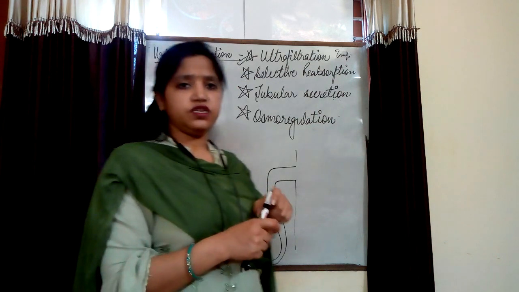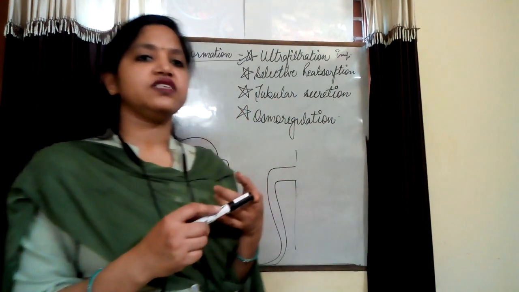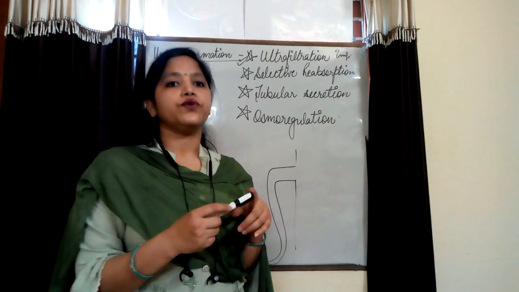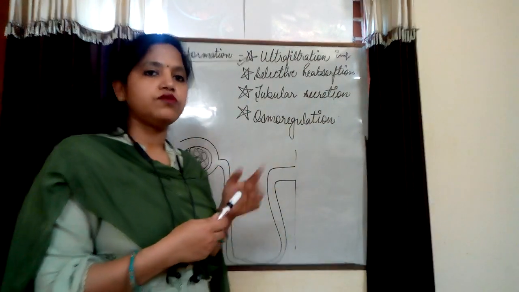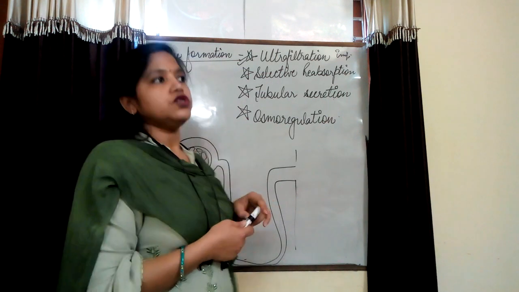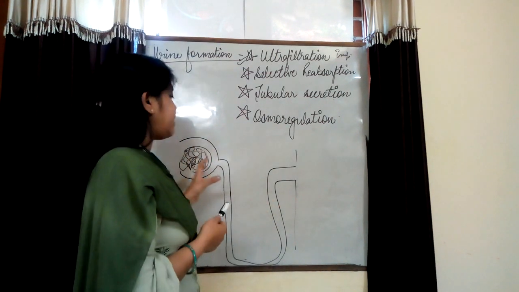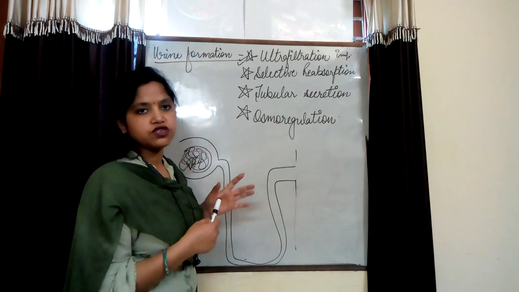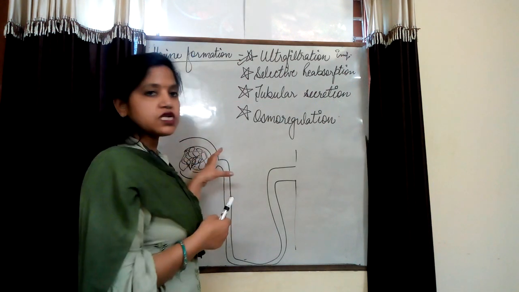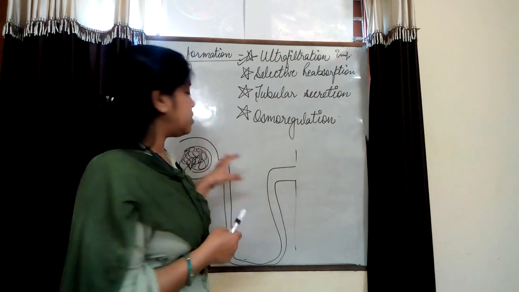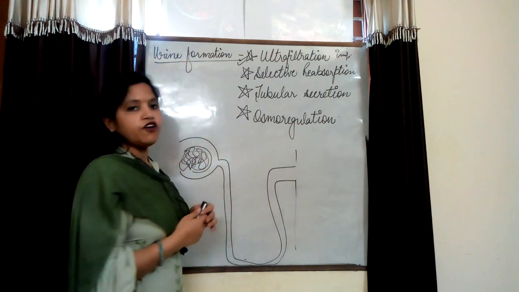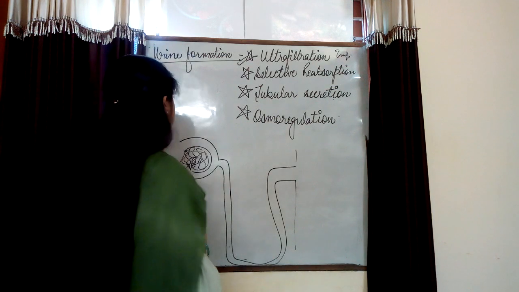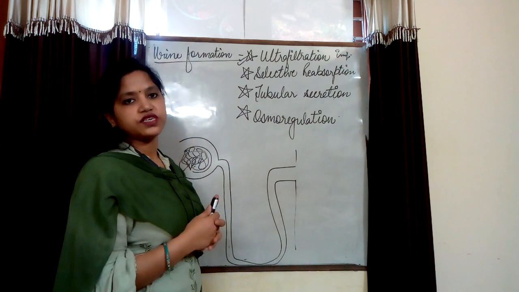Along with the nitrogenous waste, which contains urea, uric acid, so many toxic substances, a large amount of water and salt or electrolyte is also squeezed out along with the nephric filtrate inside the lumen of Bowman's capsule. That whole process is known as ultrafiltration.